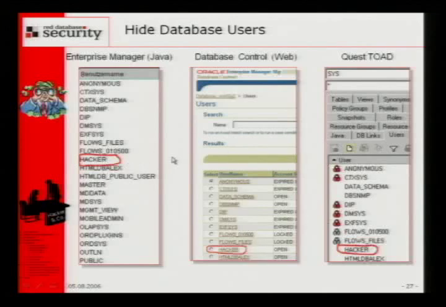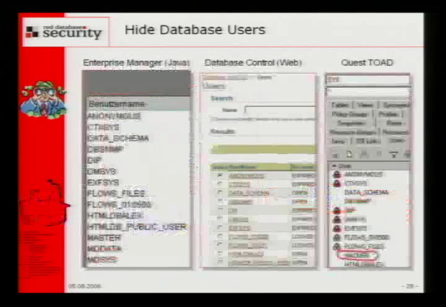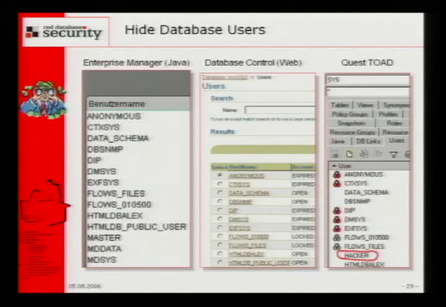Third-party vendor. Now comes the trick. We are just modifying the view and we add one single line, and uname not equal hacker. This means the view shows everything except the user hacker. And doing this simple modification, our user disappears. And also from database security scanners and stuff like that, most of the tools are using views instead of the base objects. Only in Toad the user is still visible.